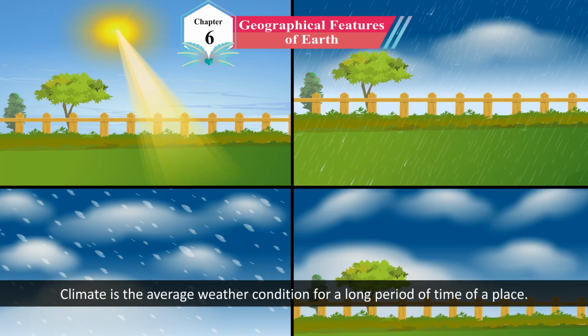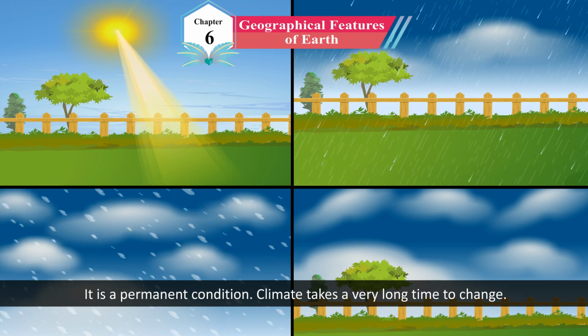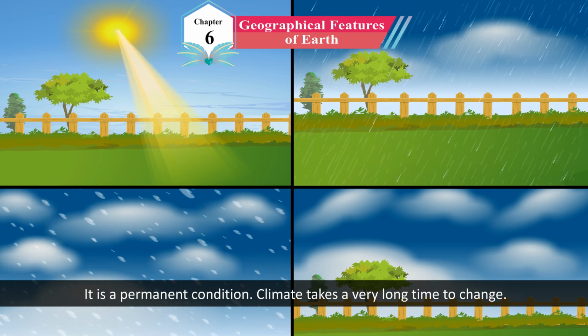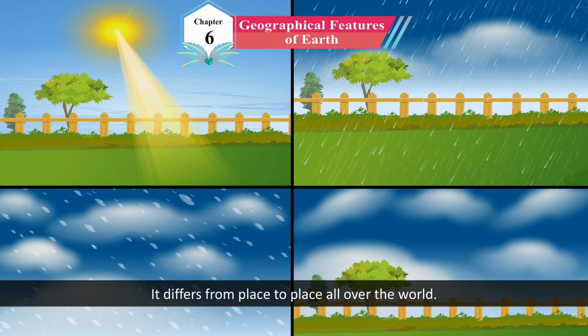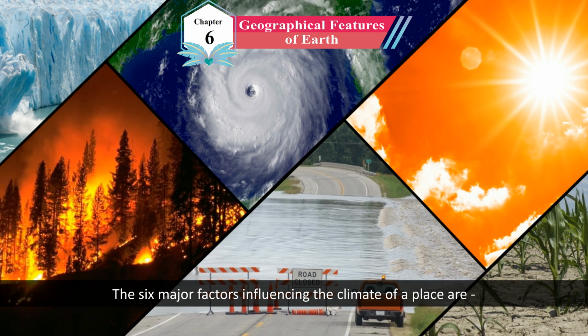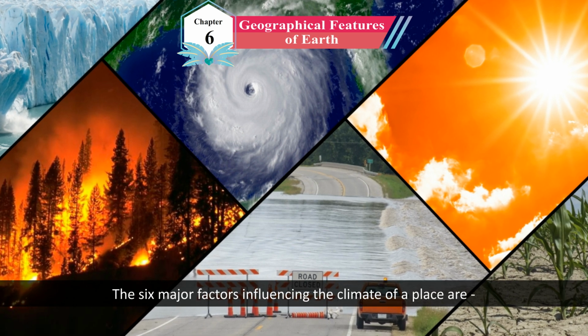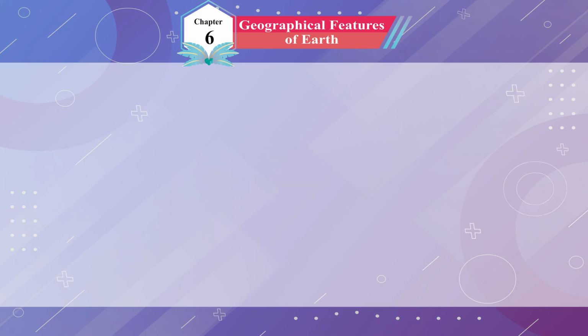Climate is the average weather condition for a long period of time of a place. It is a permanent condition. Climate takes a very long time to change. It differs from place to place all over the world. Factors affecting the climate of a place. The 6 major factors influencing the climate of a place are: latitude.